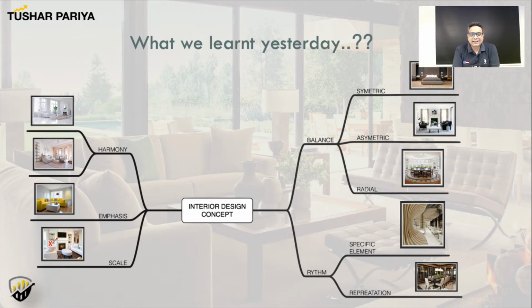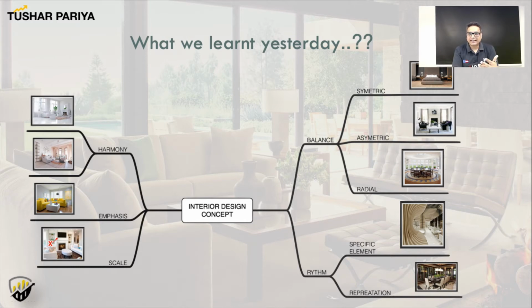Guys, what did we learn yesterday? We learned about balance. Balance is one of the principles of interior design, and in balance you have three types: symmetric balance, asymmetric balance, and radial balance.